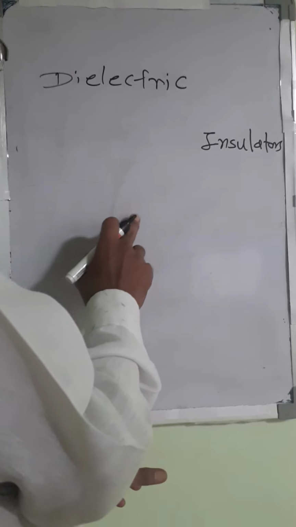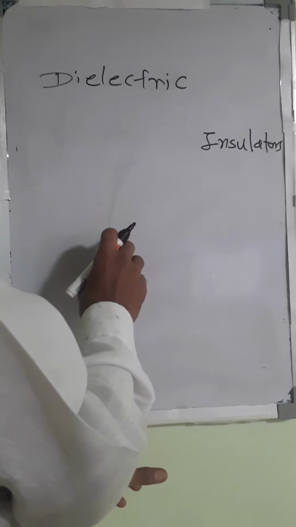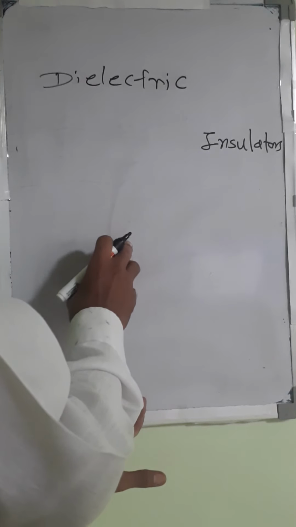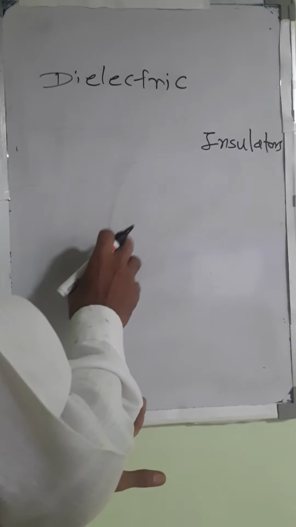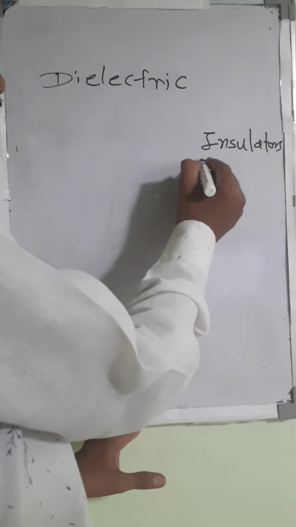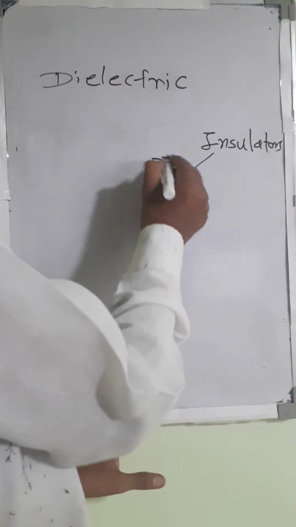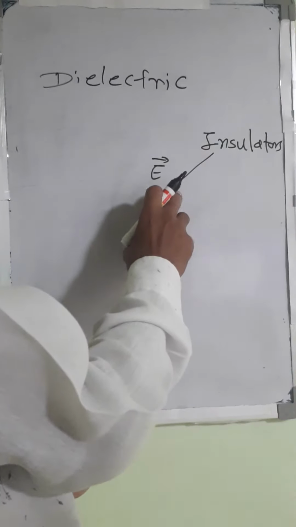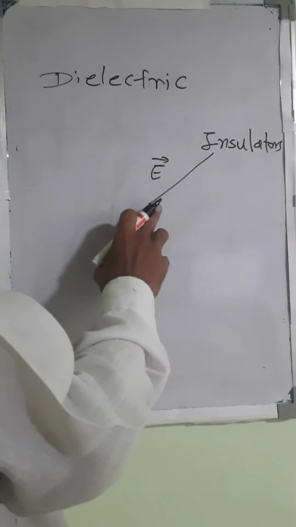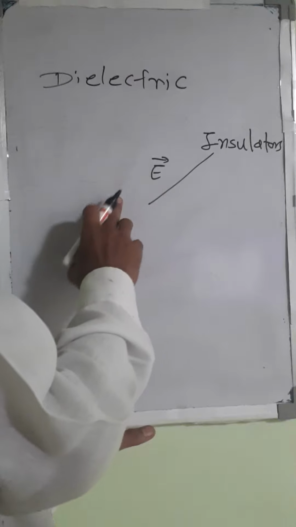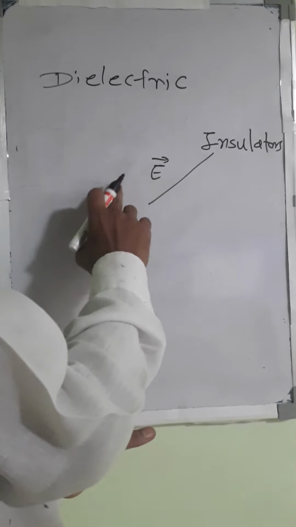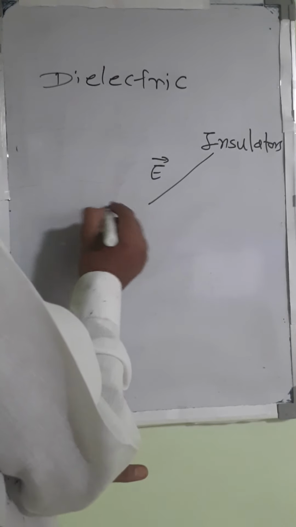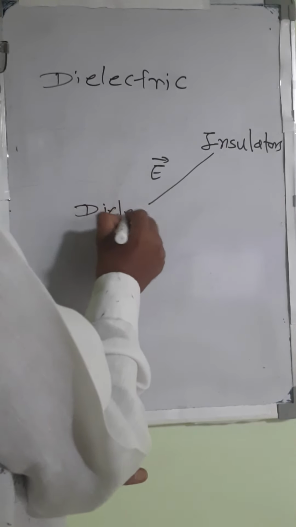But today the insulator plays an important role in the modern world. Therefore, we have to consider its different properties and behavior. So when an electric field is applied to the insulator, then its behavior in the presence of the electric field may change. Those insulators whose behavior changes in the presence of an electric field are called dielectrics.